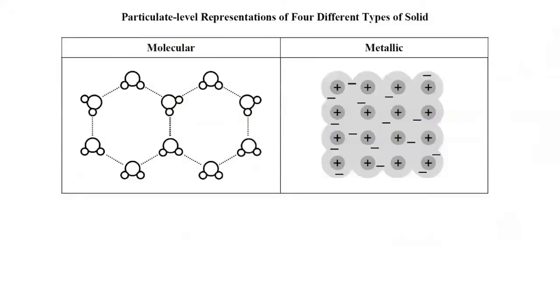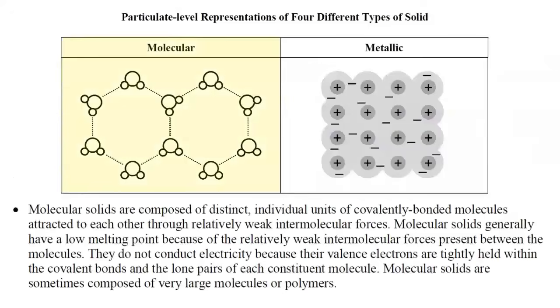The next type of solid is molecular. Molecular solids are composed of distinct individual units of covalently bonded molecules attracted to each other through relatively weak intermolecular forces. Molecular solids generally have a low melting point because of the relatively weak intermolecular forces present between the molecules. They do not conduct electricity because their valence electrons are tightly held within the covalent bonds and the lone pairs of each constituent molecule. Molecular solids are sometimes composed of very large molecules or polymers.